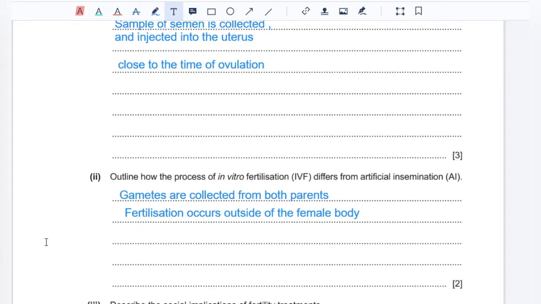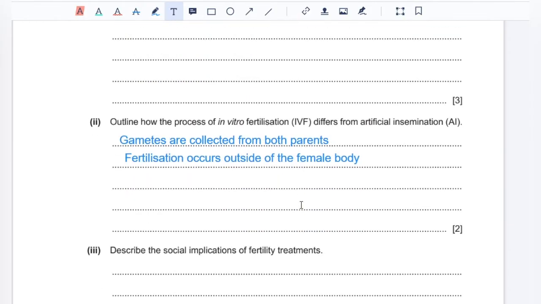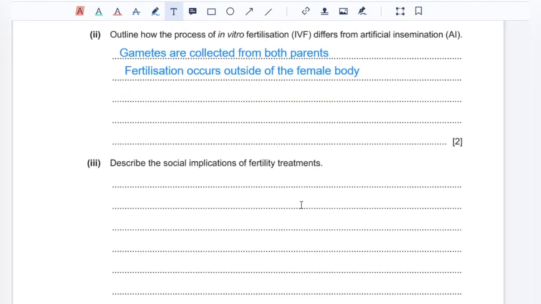2. Outline how the process of in vitro fertilization differs from artificial insemination. So, in in vitro fertilization, the gametes are collected from both of the parents, whereas in artificial insemination, the sperm sample is collected from either the father or the donor only. And in in vitro fertilization, fertilization occurs outside of the female body, typically in a petri dish, and this will result in the production of a zygote, which will eventually develop into an embryo, which is then implanted into the uterus of the female.